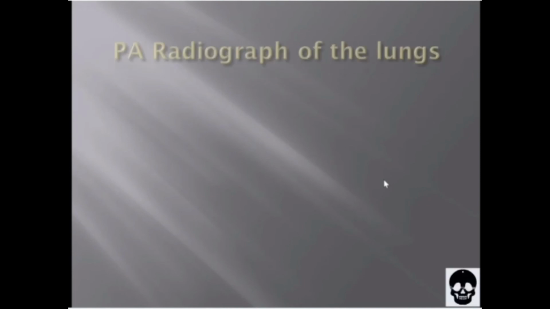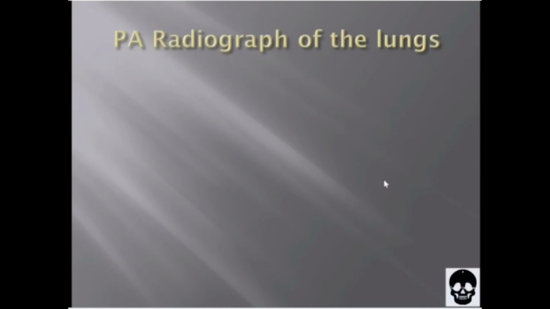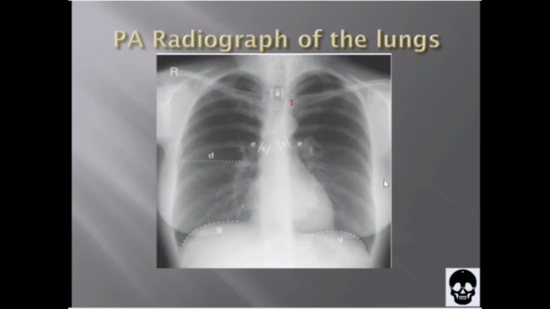Okay, now we are here in PA radiographs of the lungs. A is for trachea, B and C are for right and left main bronchus, E is for pulmonary arteries, D is for horizontal fissure, G is for diaphragm.